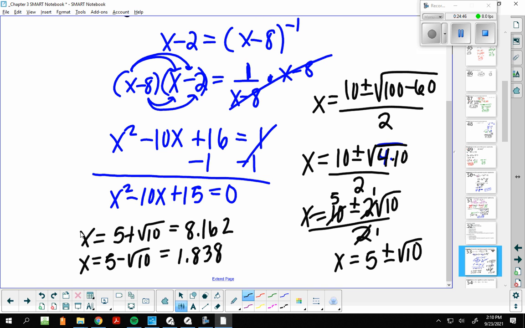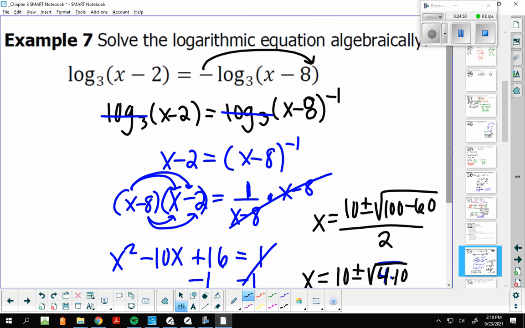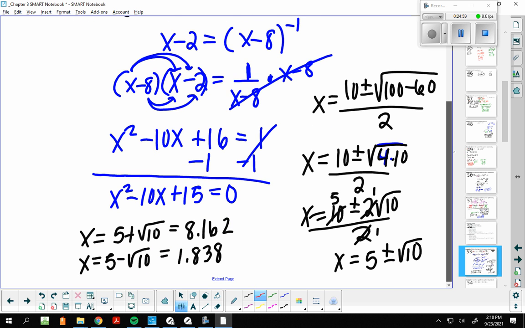So you can just do a quick check. If I plug in 8.1, that's going to remain positive. So we're good. That is one of our solutions.